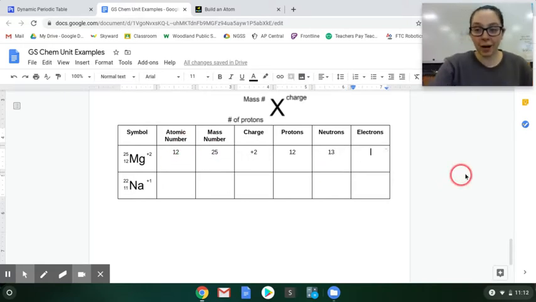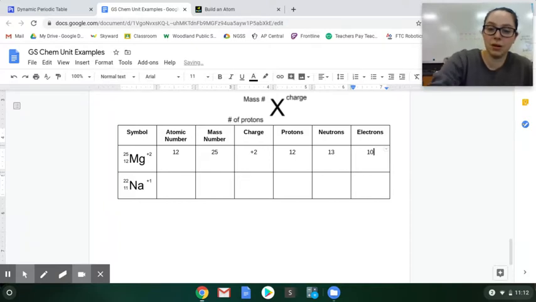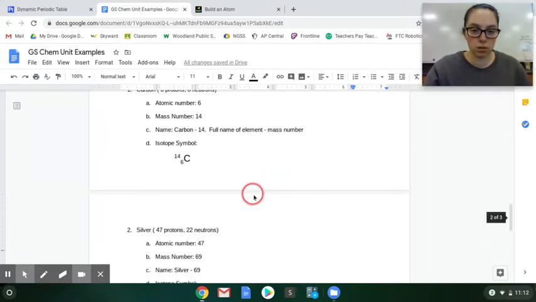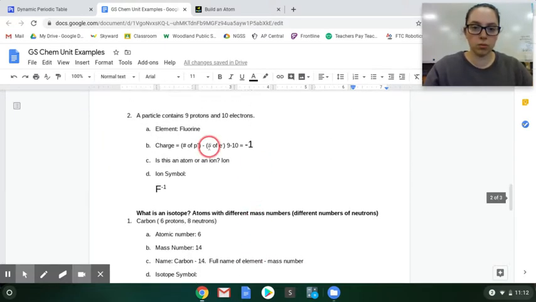Now, my electrons. We have to figure out the number of electrons by looking at the charge. This charge says I have 2 more plus charges than I have minus charges. So that means I have 2 more protons than I do electrons. If I have 12 protons, that means I'm going to have 10 electrons. And we're going to double check using, where did I put that? Oh, using this guy right here.